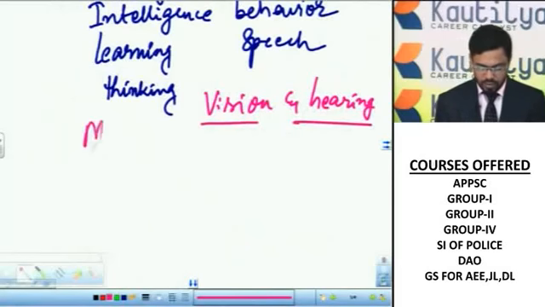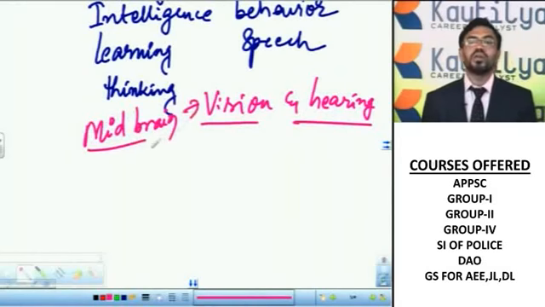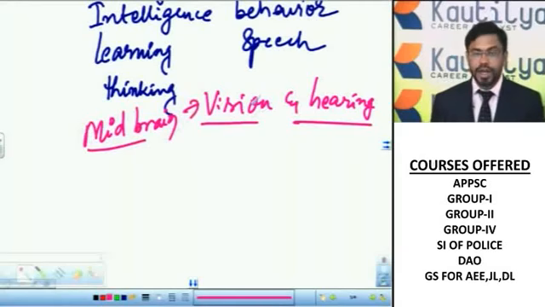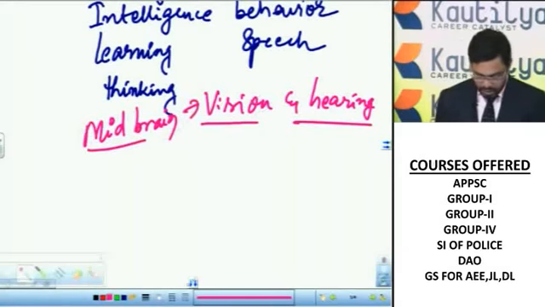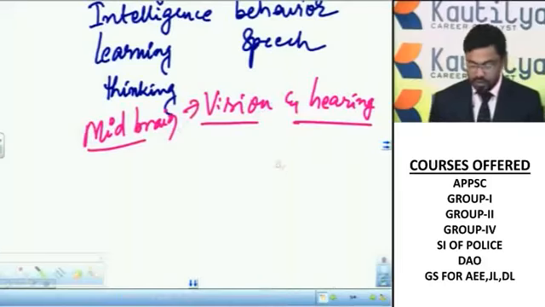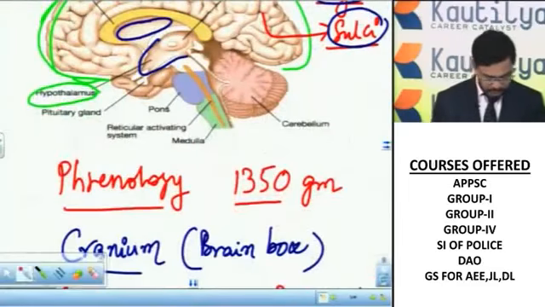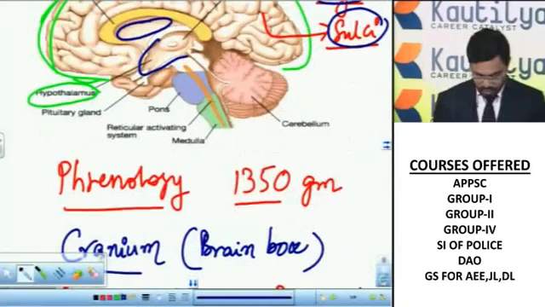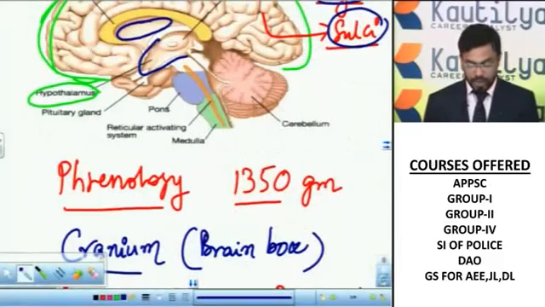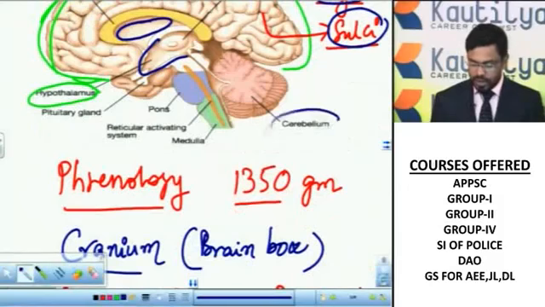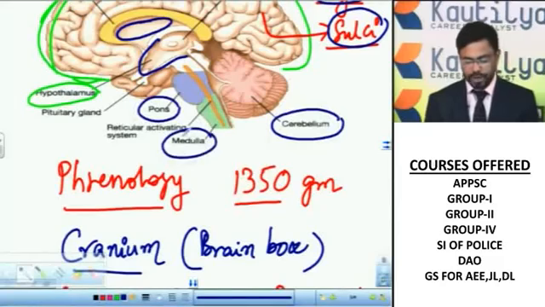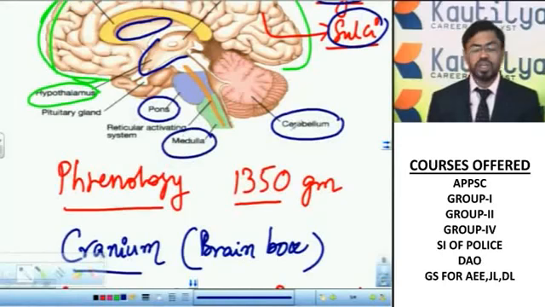The midbrain, also called corpora quadrigemina, controls and coordinates vision and hearing. And let us see the hindbrain. The hindbrain is the posterior part of the brain. It contains the cerebellum, pons and medulla oblongata.